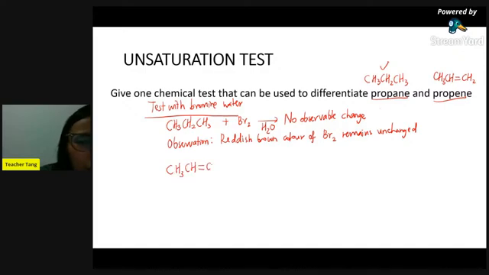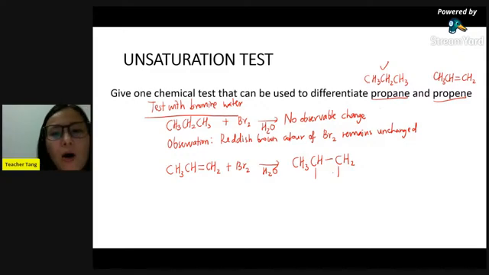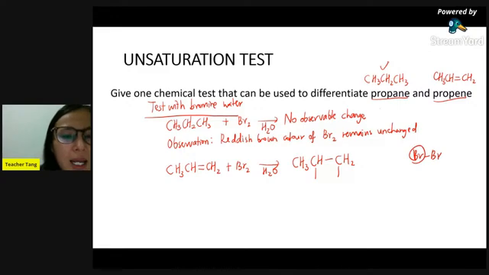Then how about propene? So propene, again, this is a carbon-carbon type of reaction. So it is addition, where the carbon-carbon double bond becomes a single bond, following Markovnikov's rule. So the bromine atom will be added to the carbon which has more hydrogen. So this carbon has 2 hydrogens, this carbon has 1 hydrogen. So which one has more hydrogen? This carbon. So here Br.